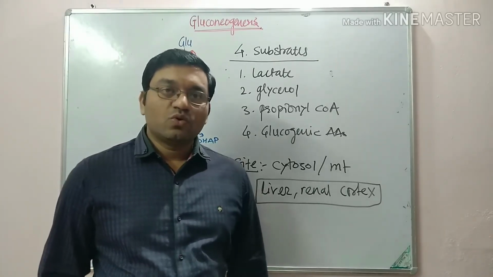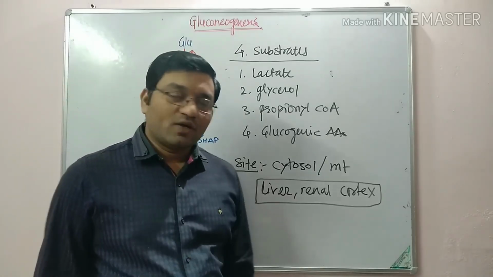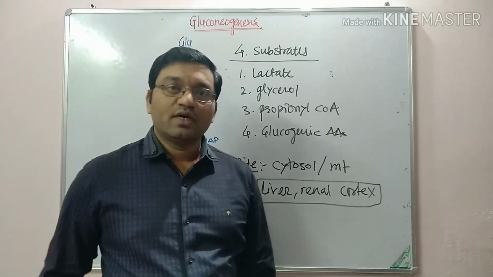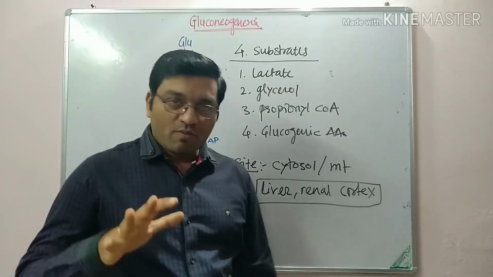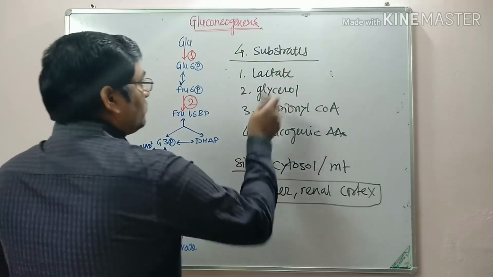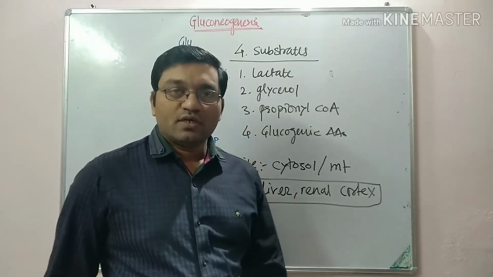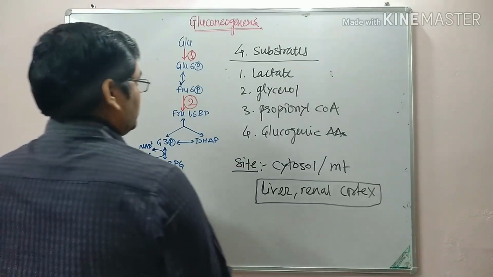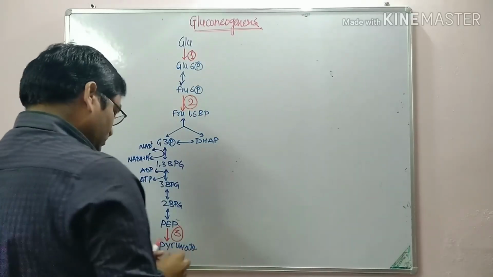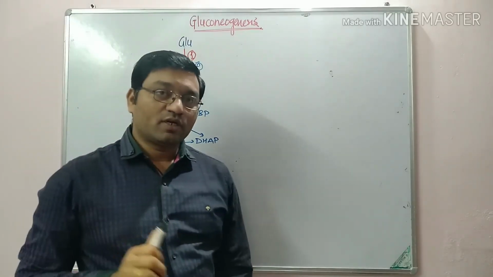Coming to the steps in gluconeogenesis, the rest of the steps are similar to those of glycolysis, but these 3 steps are reversed by the 4 important enzymes. Coming to the common pathway, that is the synthesis of glucose from pyruvate. Then we will discuss the synthesis of glucose from lactate, glycerol, propionyl CoA and glucogenic amino acids. These three steps are reversed by the four important enzymes.